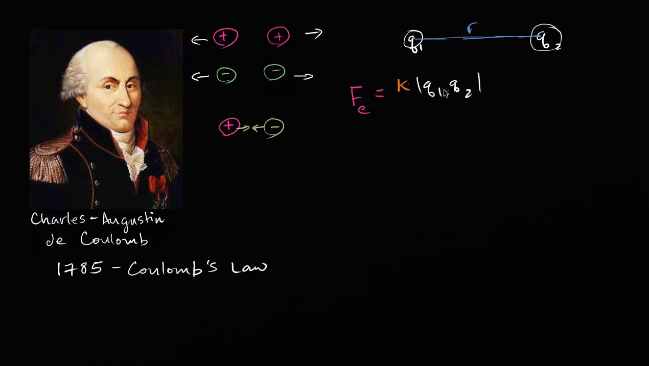And the reason why I'm taking the absolute value of the product, well, if they're different charges, this will be a negative number, but we just want the overall magnitude of the force. So it's proportional to the absolute value of the product of the charges, and it's inversely proportional to not just the distance between them, not just to R, but to the square of the distance. The square of the distance between them.